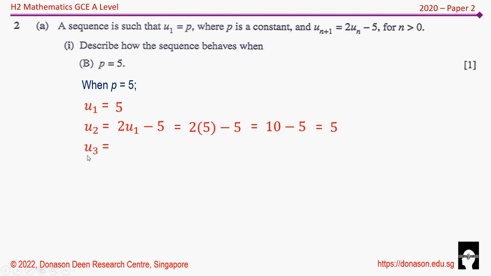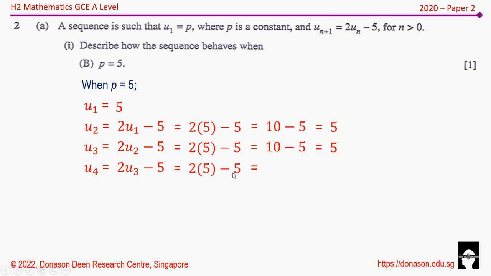So if I want u3, twice u2 minus 5, and u2 from the previous step is 5. Twice 5 once again becomes 10, and from 10 you subtract 5, it's still going to be 5. So what about u4? It would also be 5, as you might have already guessed. So twice u3, which is twice 5, and from that you subtract 5, and that would give you 10 minus 5, which is also equal to 5.